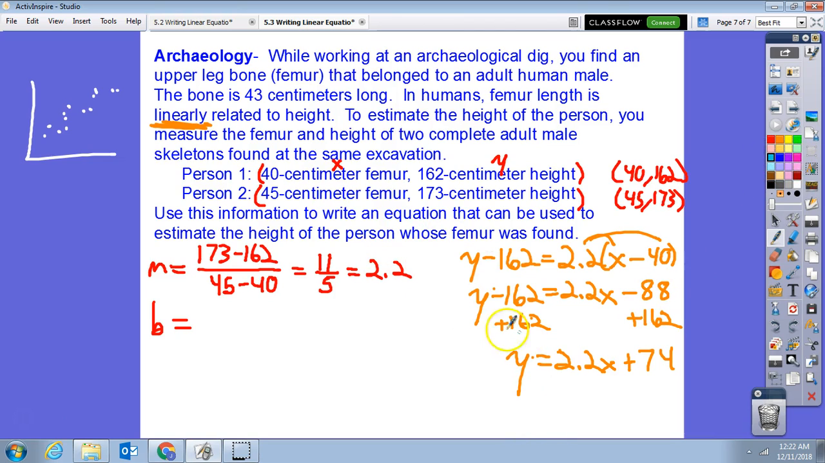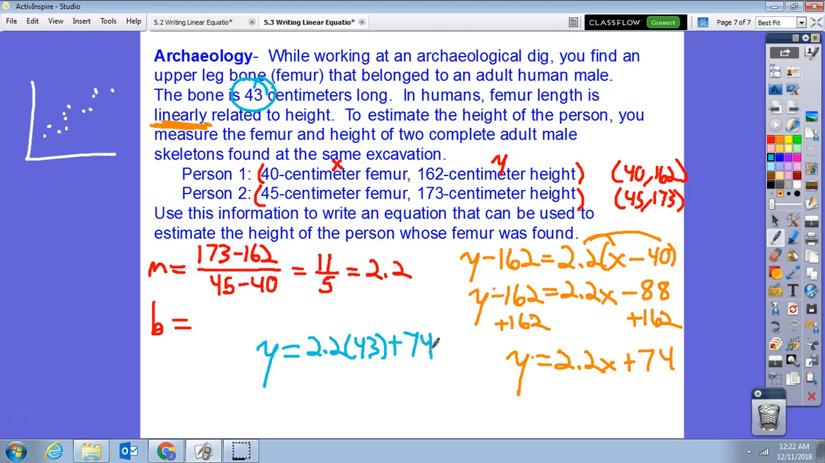So the last thing is to actually use my equation. I made this equation from person 1 and person 2. Now I want to use it to find how tall this guy is. Remember, that was my goal all along, to figure out how tall this guy is. So I plug 43 in for x. I take out my calculator and do 2.2 times 43 plus 74.